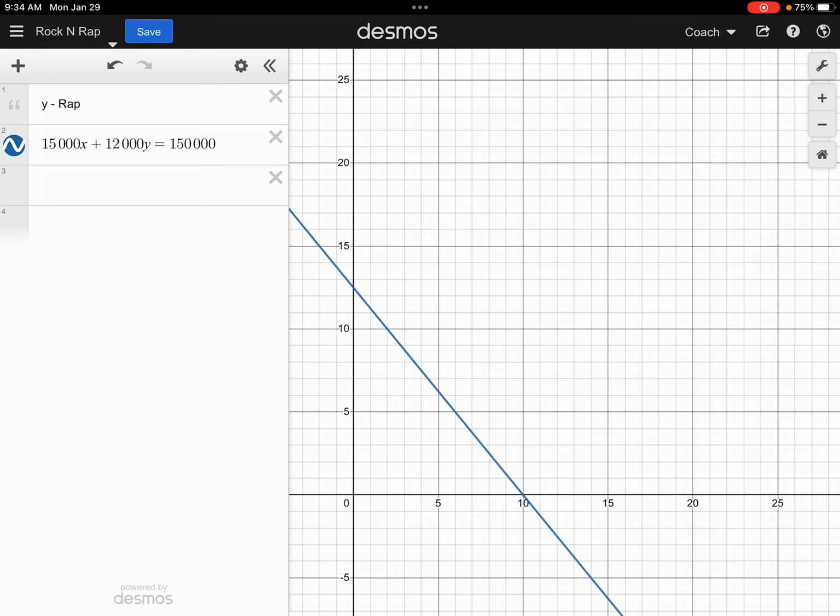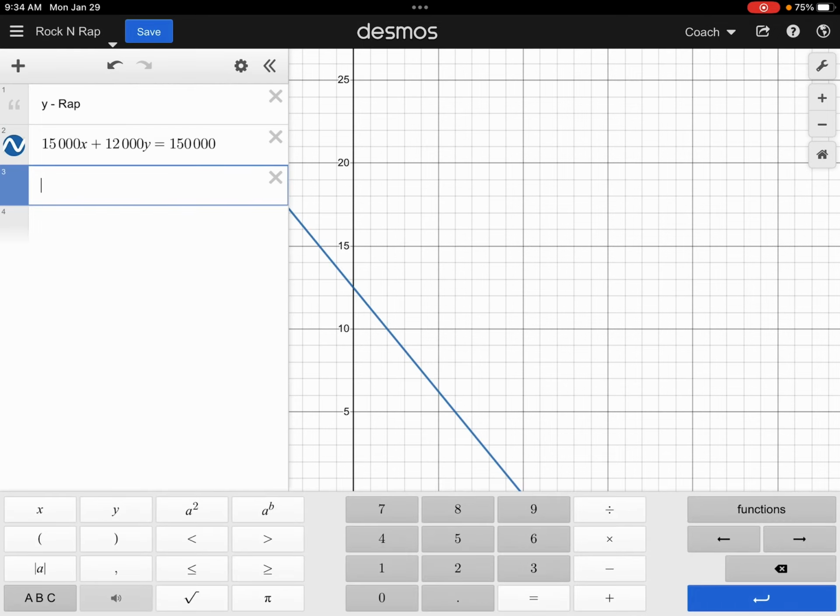That represents your production cost. So anything up until here or under this line would work because that's in your budget, okay? Most of us got that.